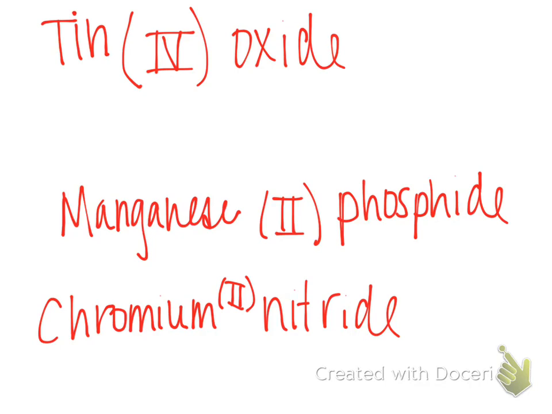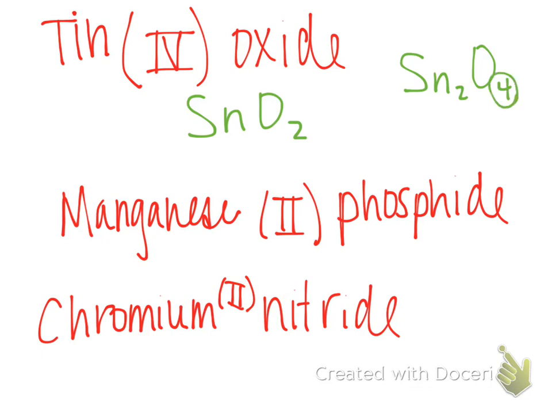Yeah, Monse, what'd you have? SnO2. Agreed? Because if you didn't reduce it, Sn2O4, both of these can be reduced by 2. So we need to go ahead and reduce that, so we're left with SnO2. Okay? All right, manganese 2 phosphide.